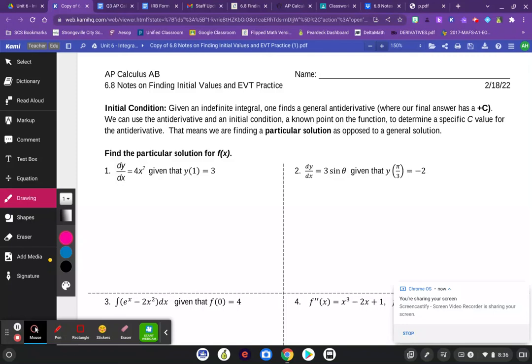Hassler here. All right, so I'm going to do a short video on finding initial values, our particular solutions, and then at the bottom you have a practice problem using the extreme value theorem.